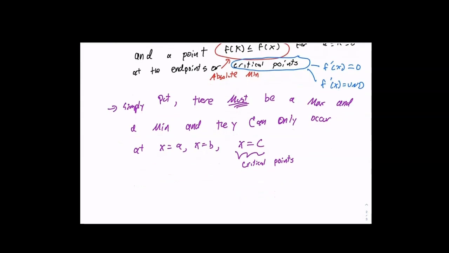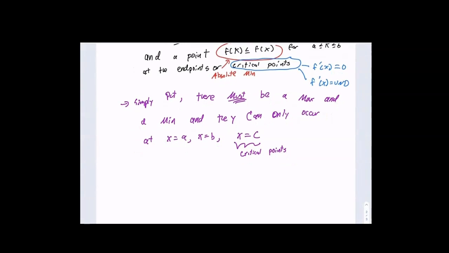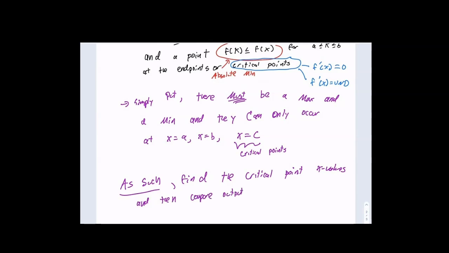Some of us sometimes refer to this as the candidates test. As such, we find the critical points, the critical point x values, and then compare outputs to endpoints.